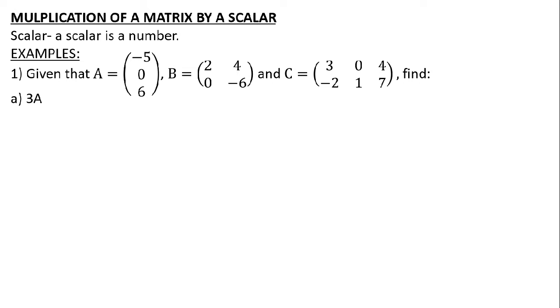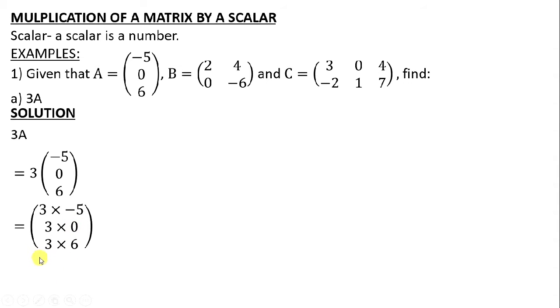3A. So what we are going to do is to substitute the entries for the matrix A where there's A. So we are saying 3, and then we have the column matrix -5, 0 and 6. To get rid of these brackets, you are supposed to multiply each of the entries by 3. So we are going to say 3 times -5, 3 times 0, and 3 times 6.